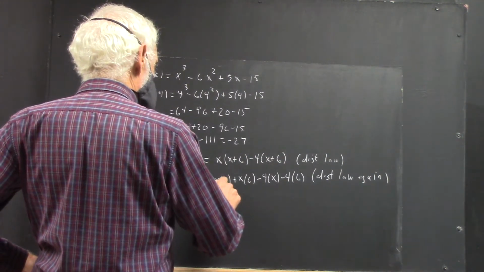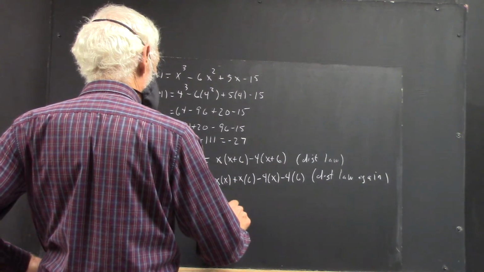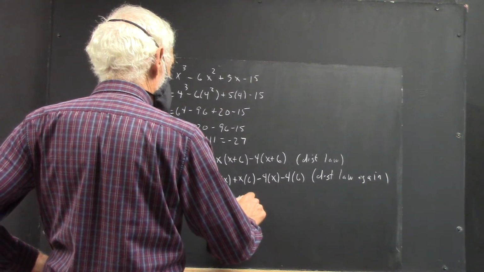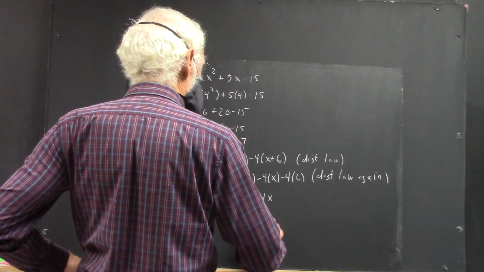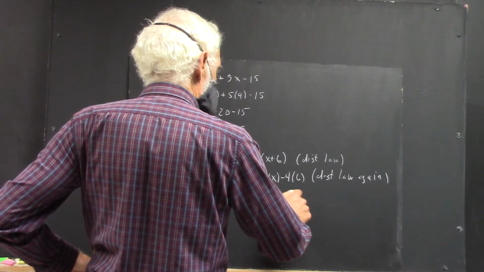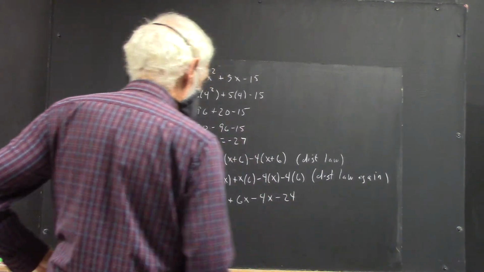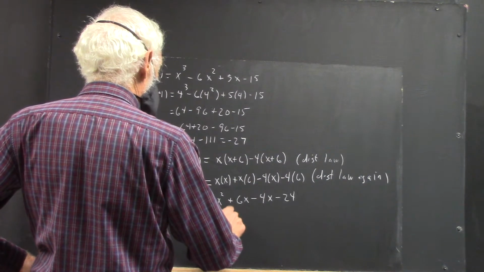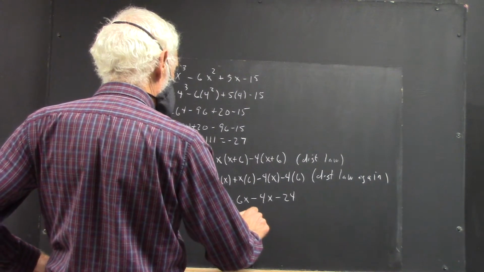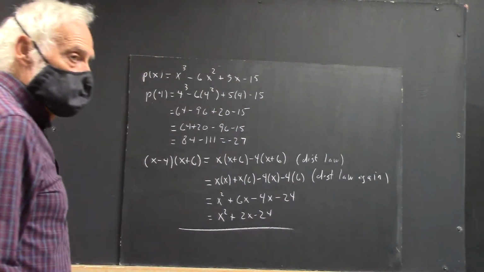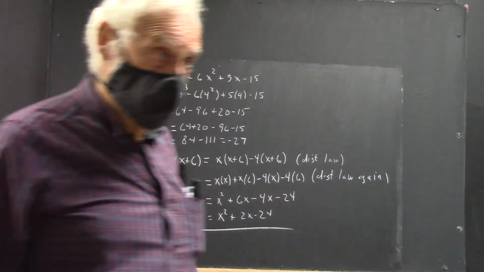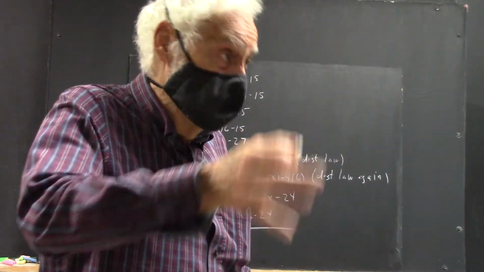Now we can write x times x as x squared, x times 6 as 6x, minus 4 times x is just minus 4x, and 4 times 6 is 24, so we have minus 24. And now we have x squared plus 2x minus 24. Distributive law, not little loops.